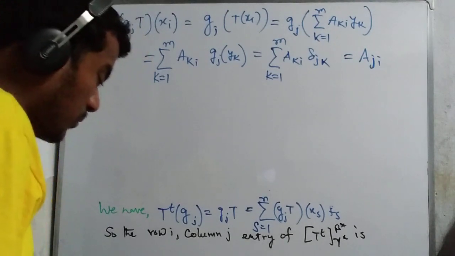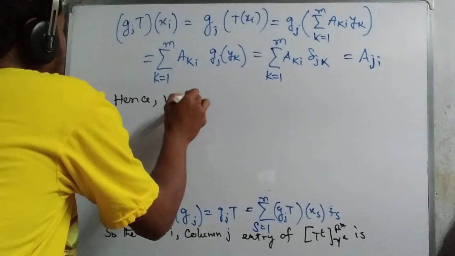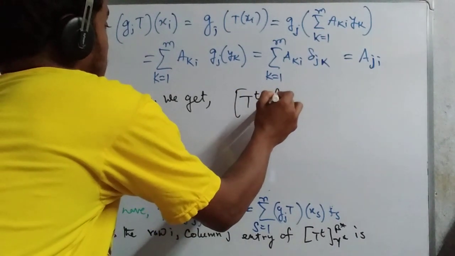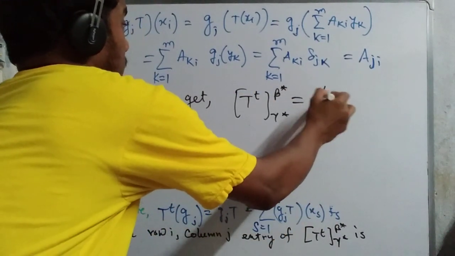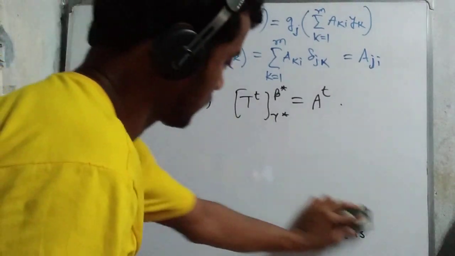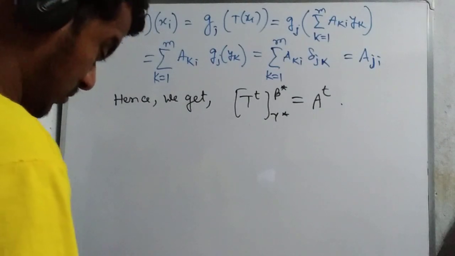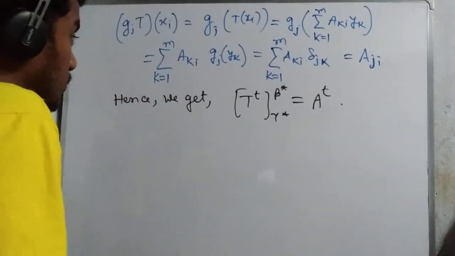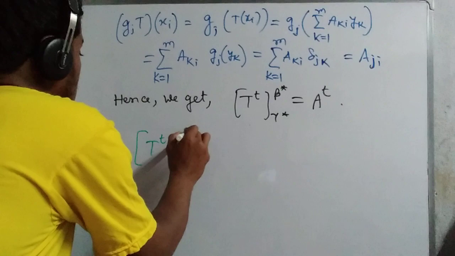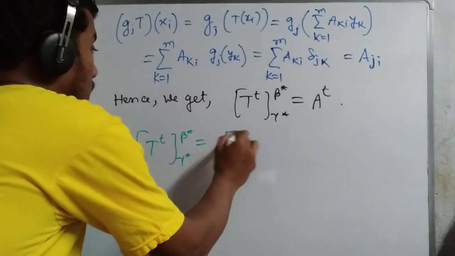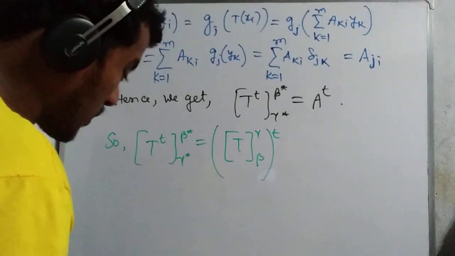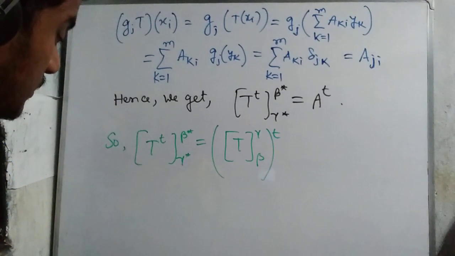Then what do we get? Hence we get T transpose gamma star beta star equal to A transpose. Then we also write here T transpose gamma star beta star equal to A transpose, where A equals T beta gamma, transposed. So this is done, not a problem at all. We can discuss this theorem quite easily.